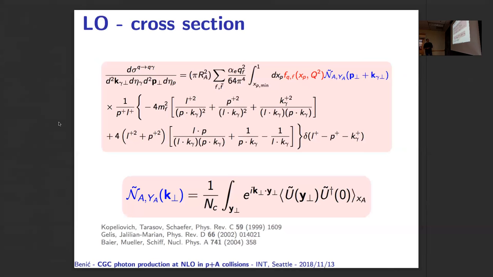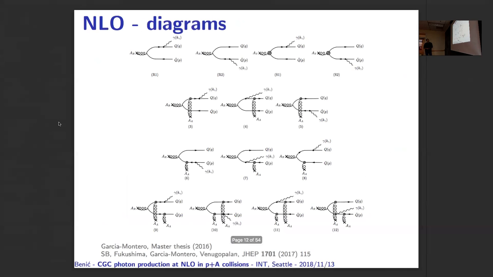The most important thing here is the gluon distribution that contains all the information on saturation physics, and it's given here by the fundamental dipole. Now going to the next leading order diagram, as I said, I will look only at the gluon initiated channel, and here you have more diagrams.